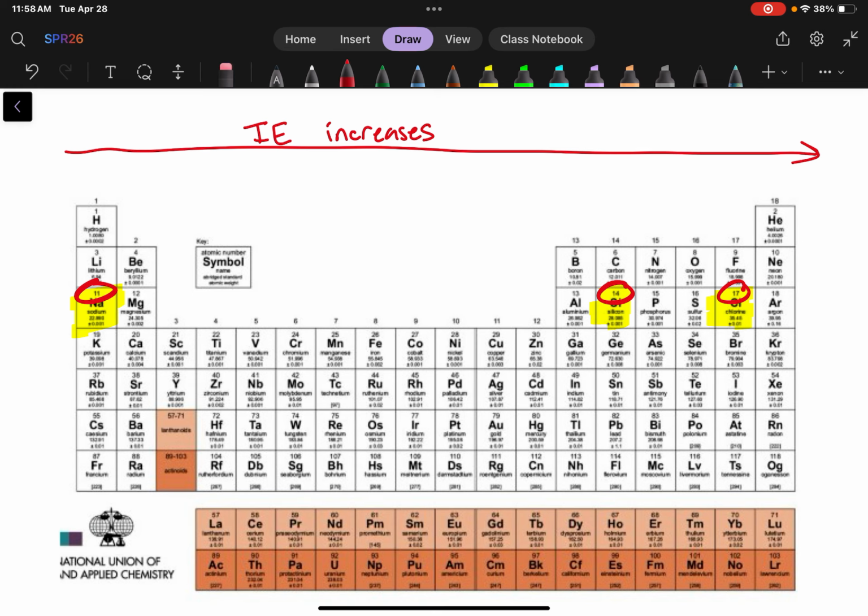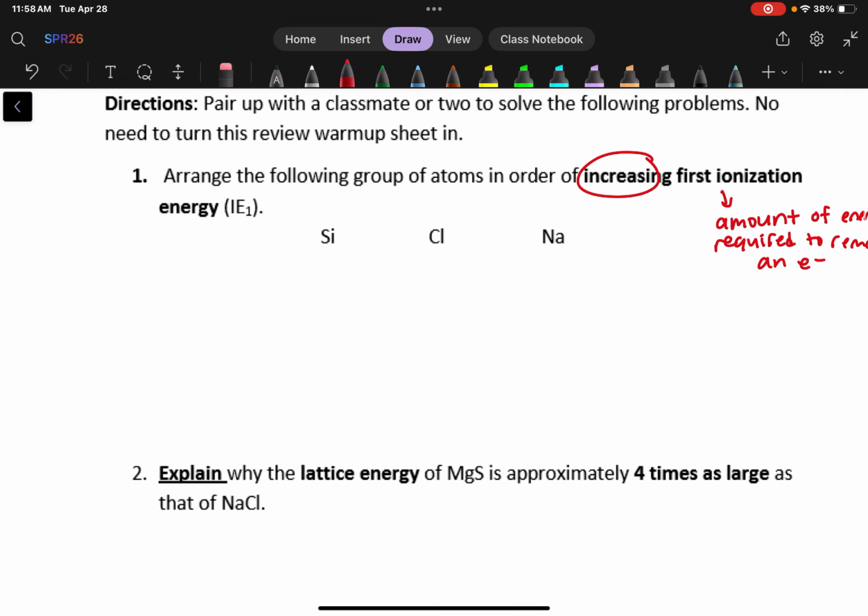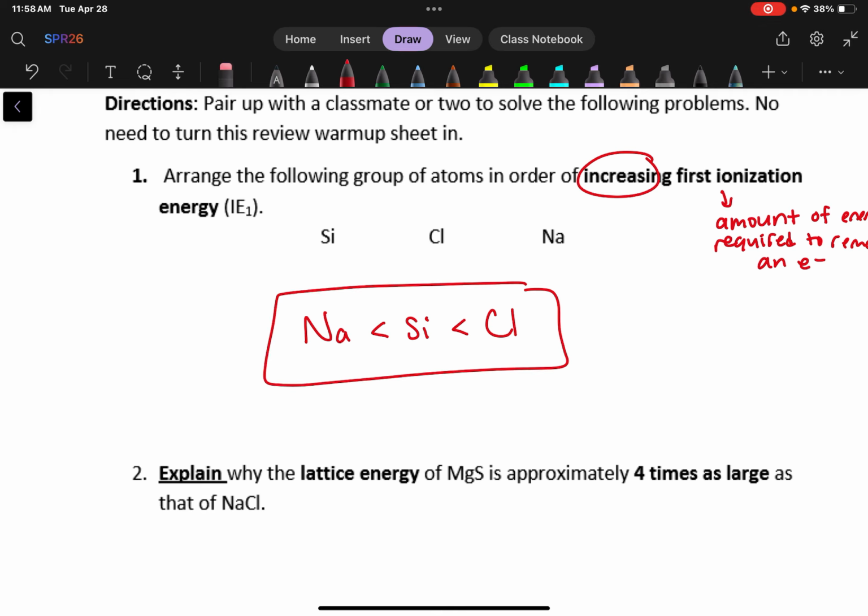So in this case, I would say our order here would probably be sodium, and then silicon, and then chlorine. And again, you could back this up with calculating Zeff if you'd like to. Let's just write that up here, just to have it as our nice answer.